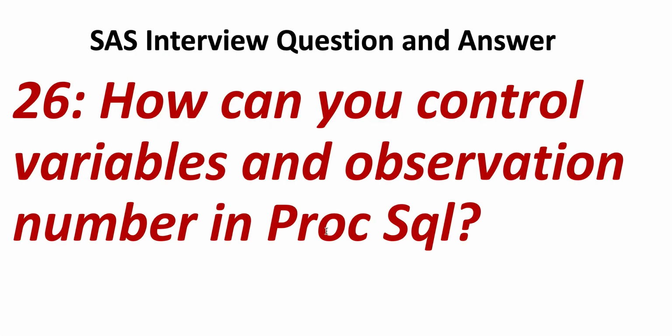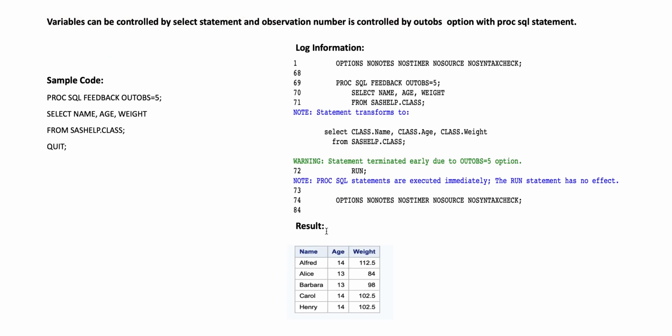SAS interview question and answer, question number 26. How can you control the variables and observation number in Proc SQL? This question is asking how you can get the required number of variables and the required number of observations in Proc SQL. Variables can be controlled by the select statement. That means by providing the names of the required variables with commas in the select statement, we can control variables. An observation number is controlled by the outobs option with the proc SQL statement.